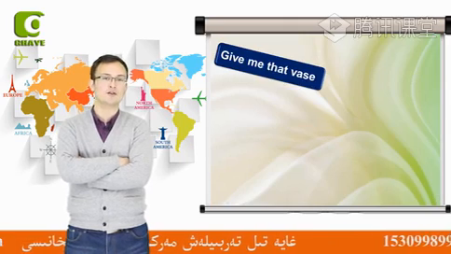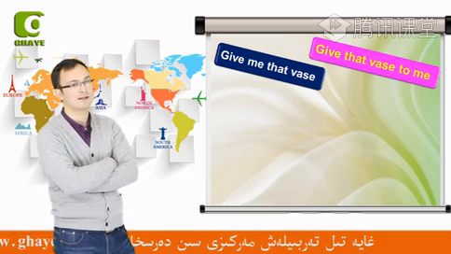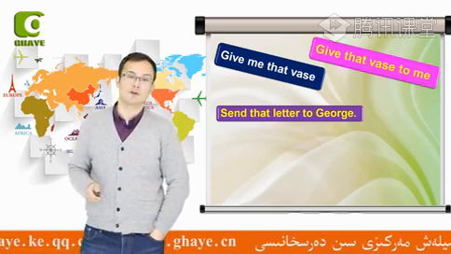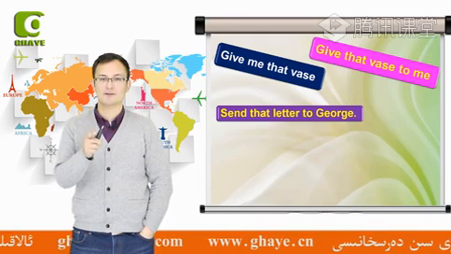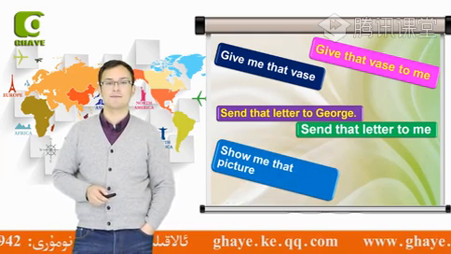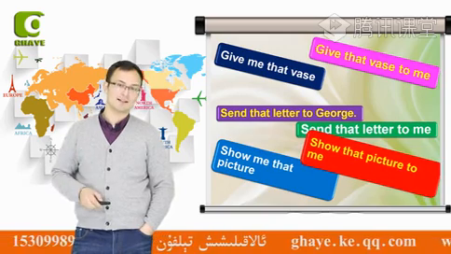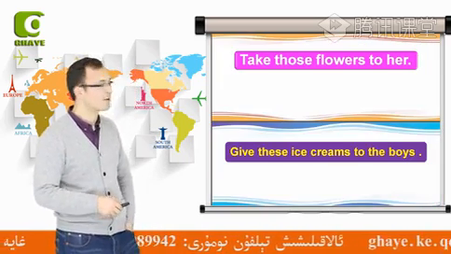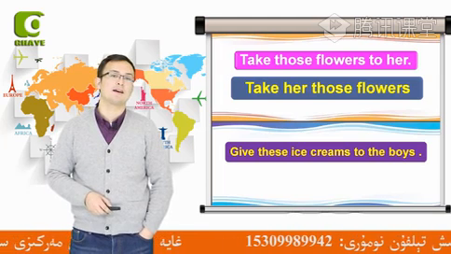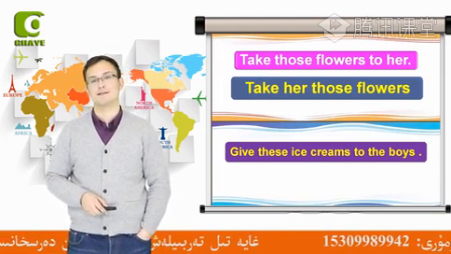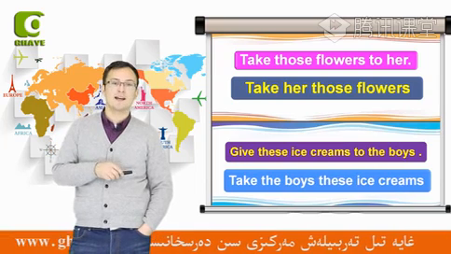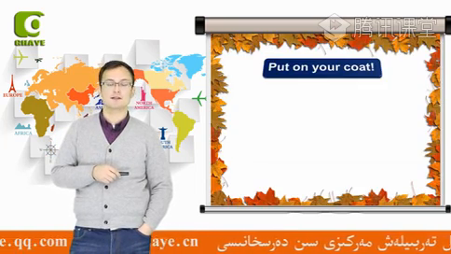Take. Xo'sh, written exercise. Ma'noni o'zgartirib, masalan, give me that way deganda, give that way to me. Masalan, send that letter to George. Vositali to'ldiruvchi bevosita to'ldiruvchidan keyin kelsa to bo'ladi, send that letter to me. Masalan, show me that picture. Buni o'zgartirsak, show that picture to me. Then masalan, take those flowers to her. Take her those flowers. Okay. Masalan, give these ice creams to the boys.